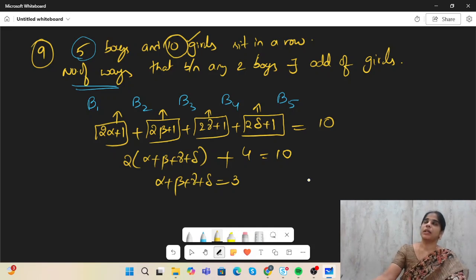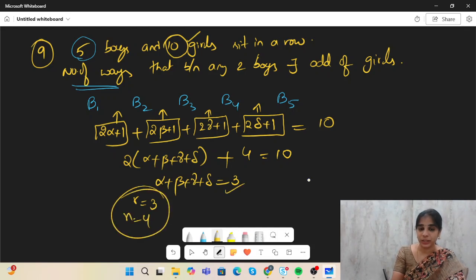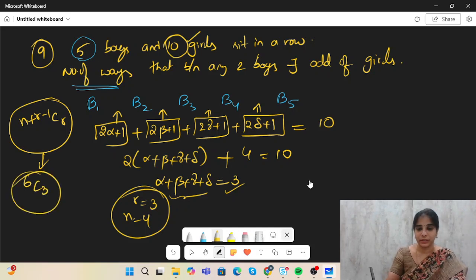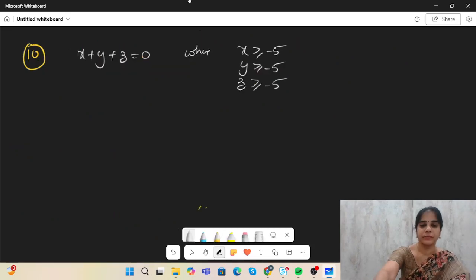Now apply my multinomial theorem. R equal to 3, N equal to 4. Just apply N plus R minus 1 CR. So many times I am using this so that you will remember it very well. N plus R minus 1 CR: that is 4 plus 3, 7, 7 minus 1, that is 6 C3. 63 is the value you will get. Right? Now going for the next question.